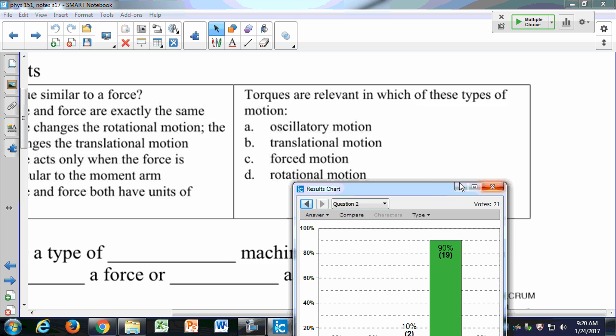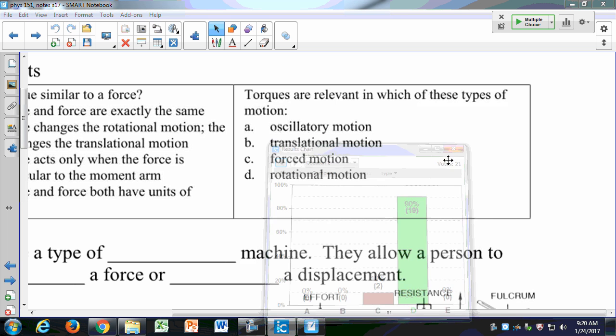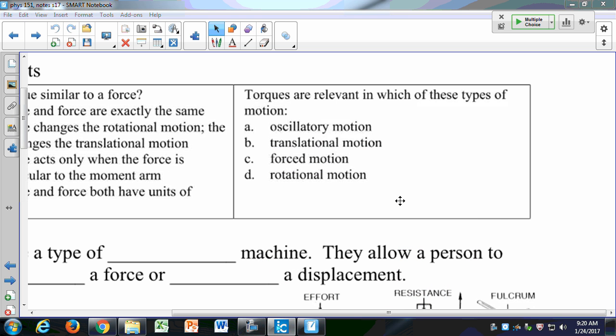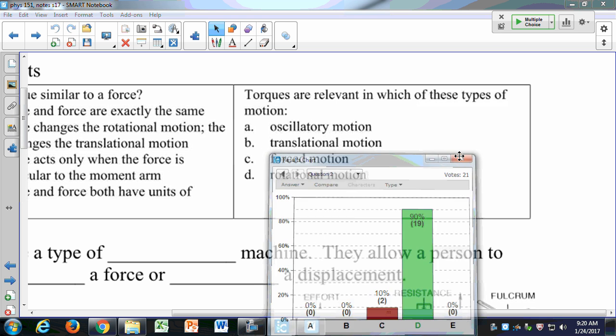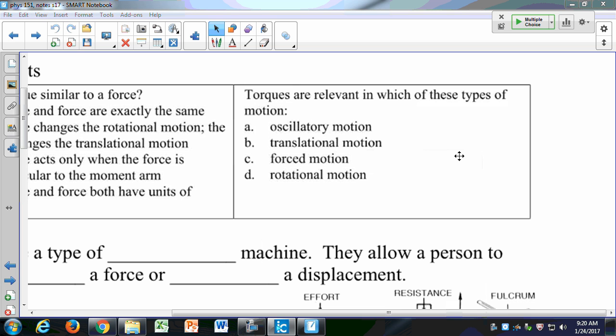You are awesome. That's right. D is right. It's rotational motion. Oscillatory motion, we'll talk about that. Did a lot of y'all put A? No, we should put C. Forced motion. That's not really a thing.